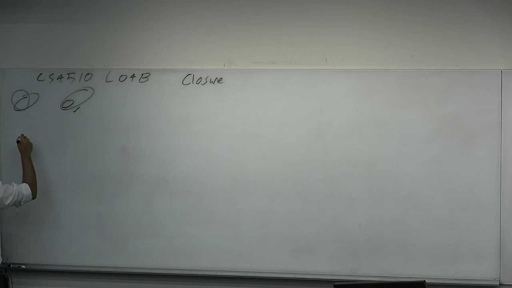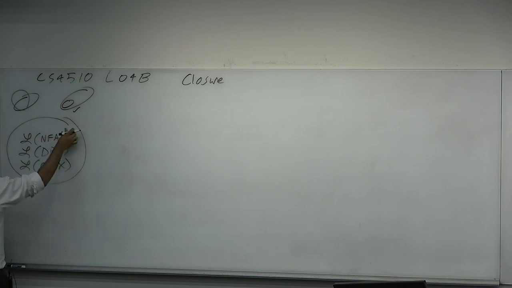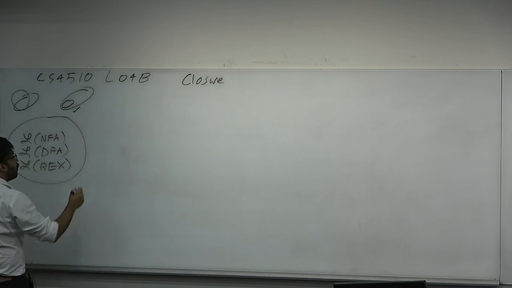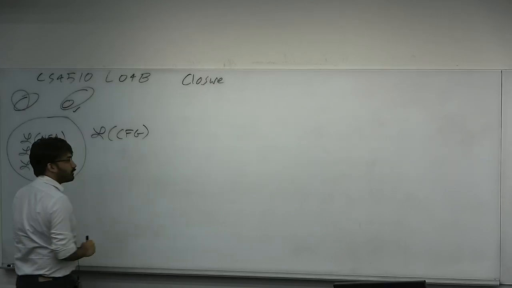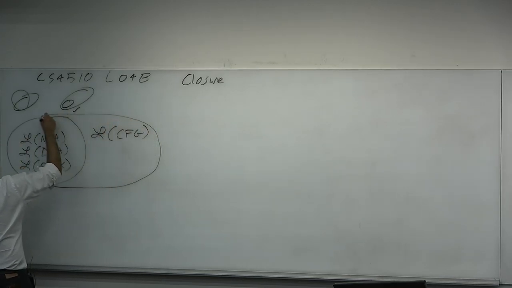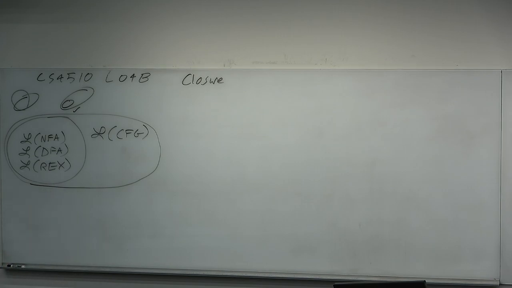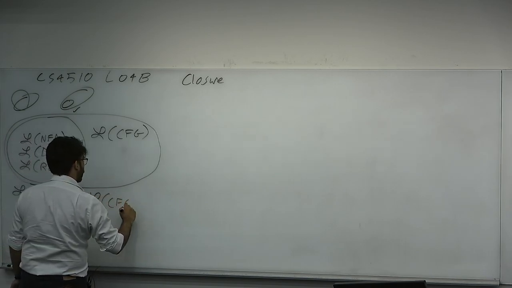So we know that L_NFA is the class of languages decided by an NFA. We know that L_DFA is equivalent to L_NFA. And we also know that L_REX is the class of languages decided by a regular expression. These are all equivalent. These are all the regular languages, right? We also know that because we gave a grammar for a non-regular language, namely A to the N, B to the N, the context-free grammars are not equivalent. And today we're going to prove that it is a superset of this. The languages decided by NFAs are a strict subset of those decided by context-free grammars.